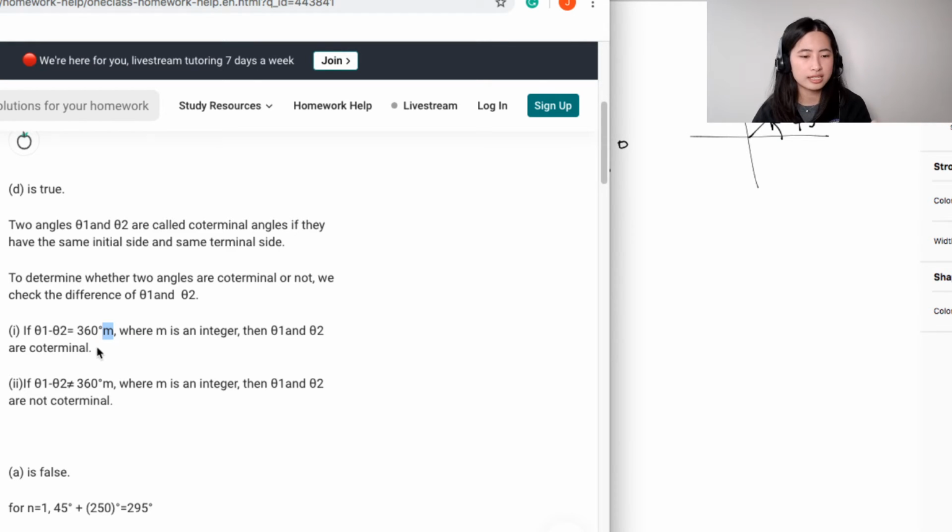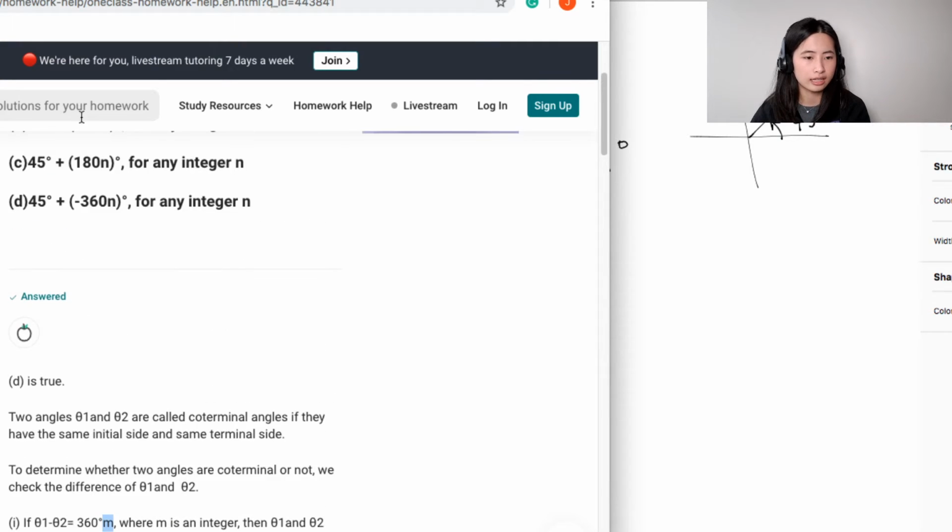So when they say you have an m over there, what that means is it needs to be a multiple of 360, right? That's why you have an integer. So in that case, it could be 360 degrees times 2, which would be 720. So if the two angles differ by 720 degrees, that means it's still going to be coterminal.